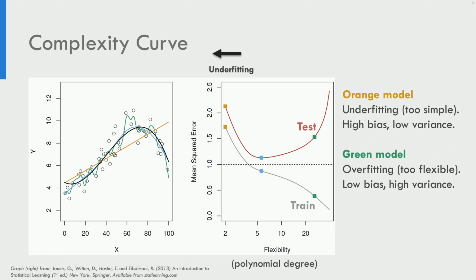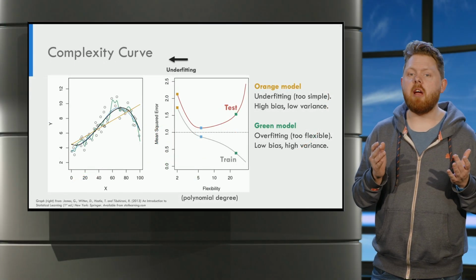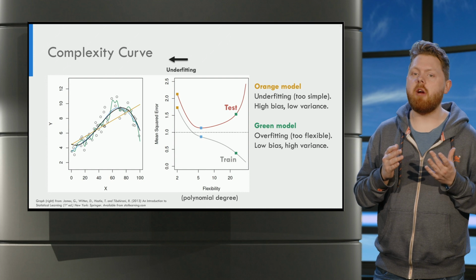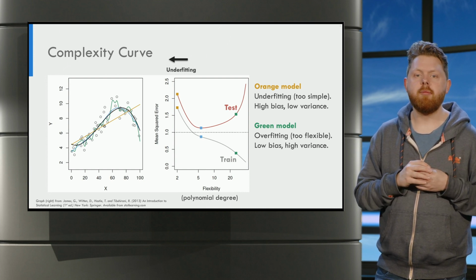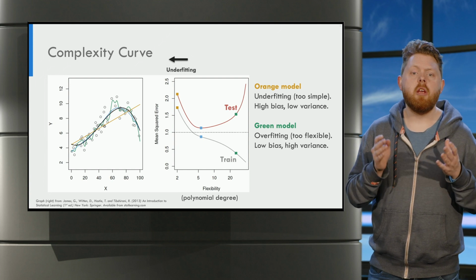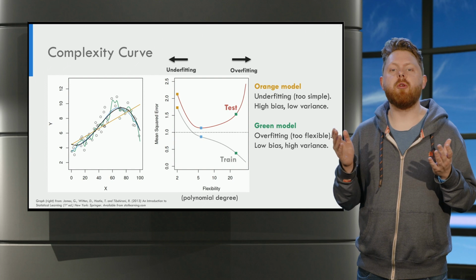The green squares in the right of the complexity plot correspond to the wiggly green regression model on the left. This model is overfitting. This can be seen by the fact that its test error is high and its train error is low. This means the model is too flexible. This will be in the right part of the complexity curve, where the most complex models are.